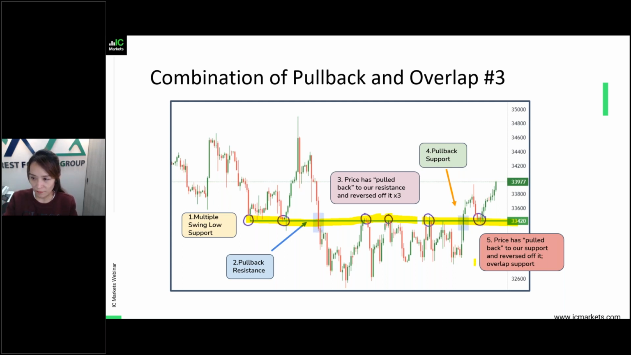Okay, and after that, once price pulls back from here, it becomes overlap resistance. Once it breaks above over here, it becomes support again. So we wait for price to pull back at the support level, and then we buy from here and it becomes an overlap support level. Okay, do not get confused, right?